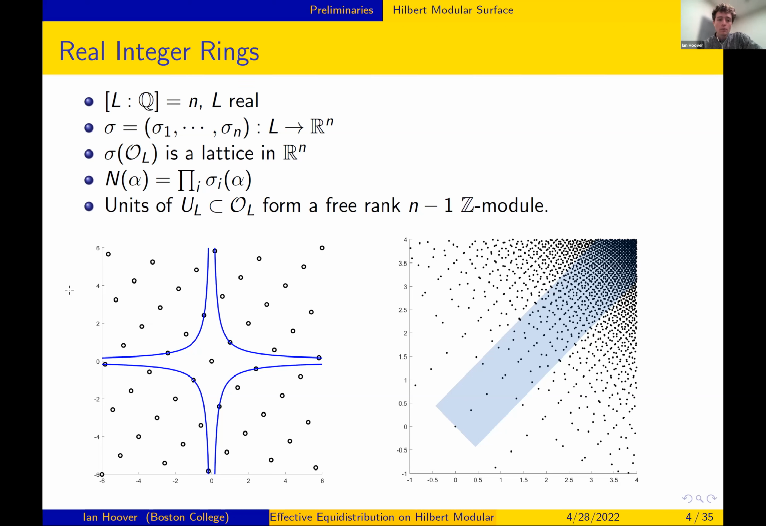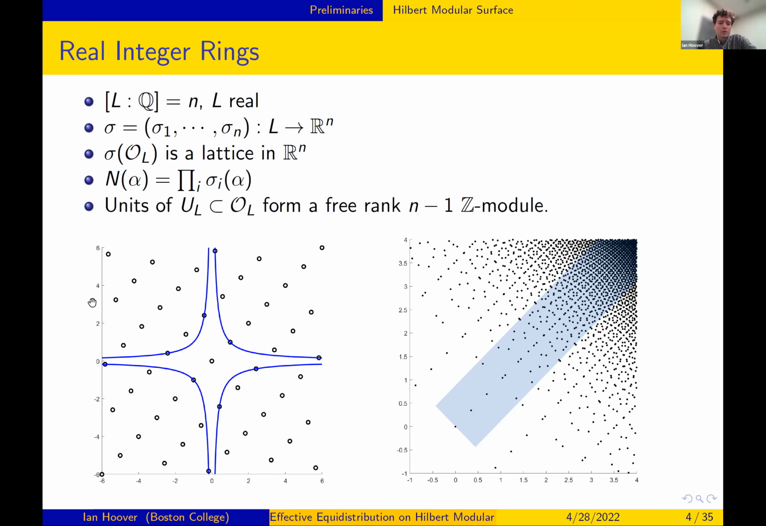Of course, the norm of an element in our number ring is the product of all these different embeddings. And the units, what is unique about these real number rings is that their units form a free rank n-1 Z module. So let's look at a specific example here.